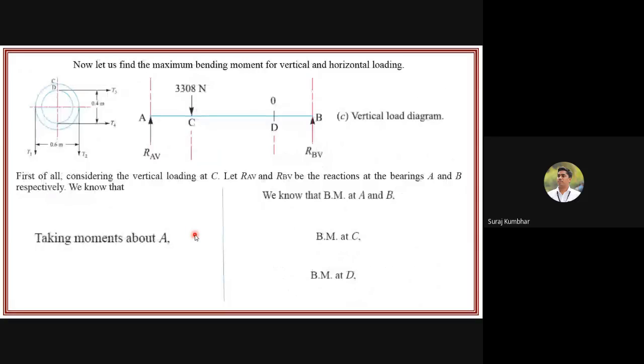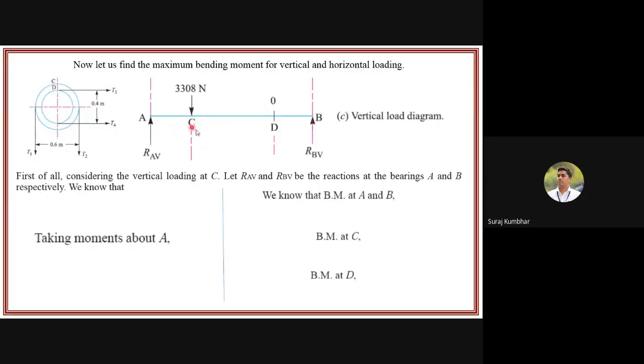Now the next step: we will find the maximum bending moment for vertical and horizontal loading. We need to find out the maximum bending moment for vertical and horizontal loading, because we have a vertical load on the C pulley and a horizontal load on the D pulley. So here I have drawn the vertical load diagram. You can see C is having vertical load and D is having horizontal load. First we will go for the C pulley which is having vertical load.